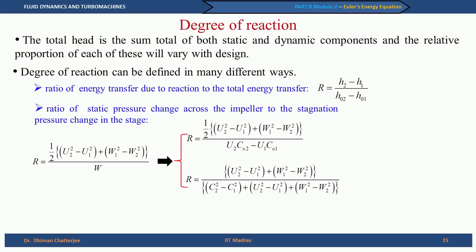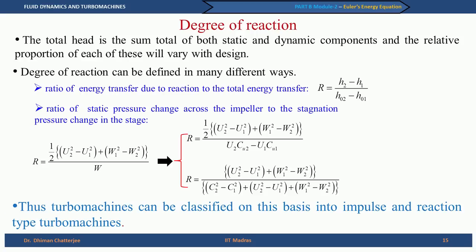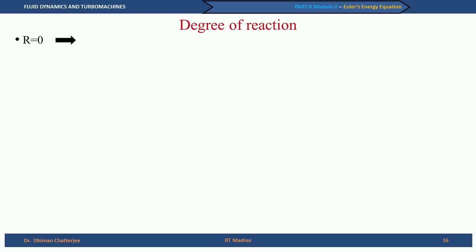So, we say it is a specific work. Thus, the turbo machines can be classified on the basis of this into impulse and reaction type turbo machines. We will take some special cases. We say that R equal to 0, which means there is no change of static pressure in the runner, and these examples are the impulse turbines like Pelton turbine or impulse steam turbine.